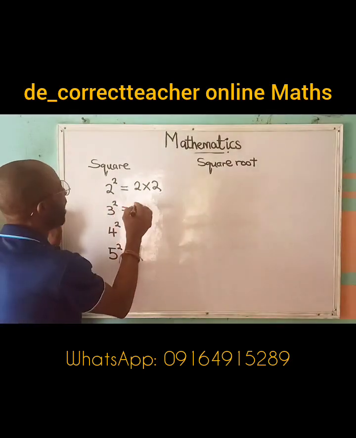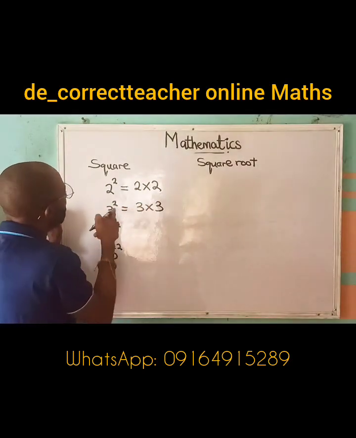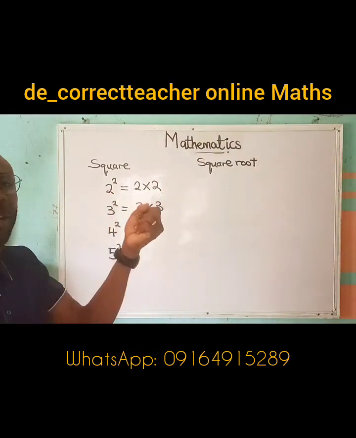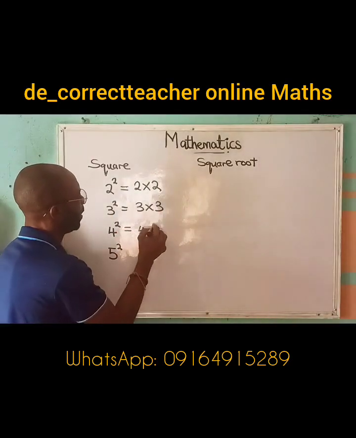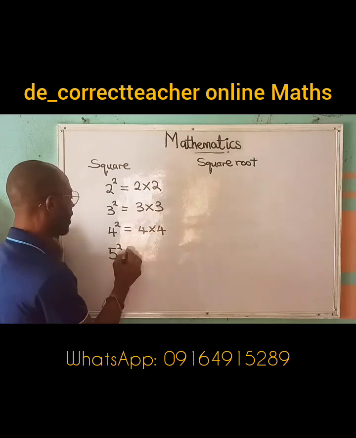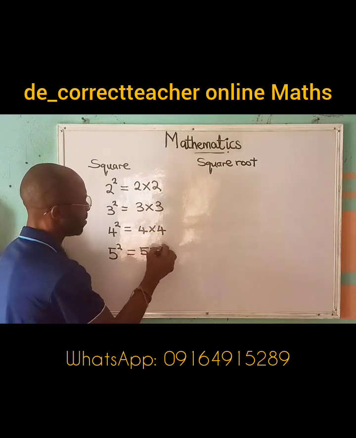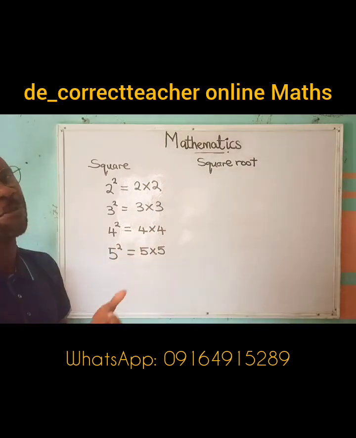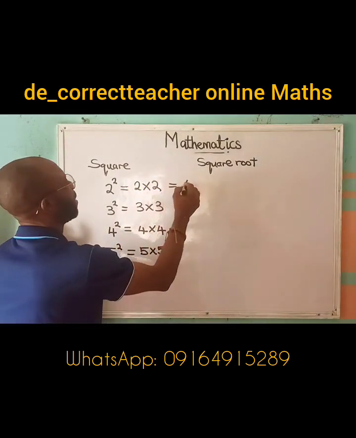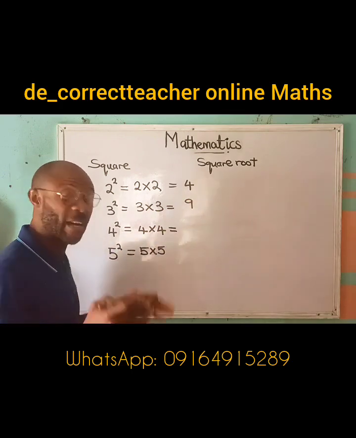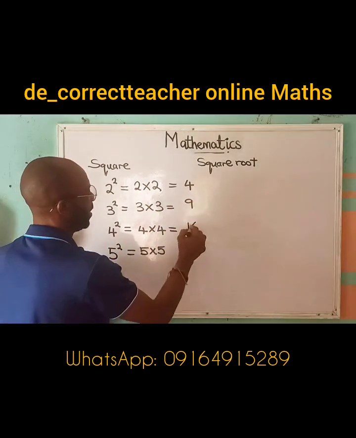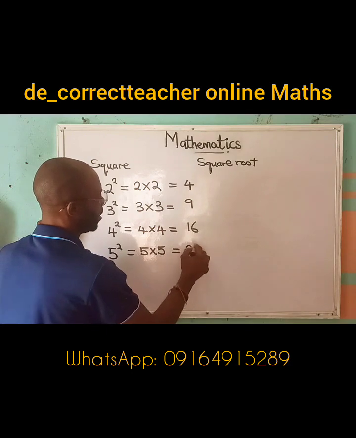Then, what this one means is that 3 is multiplying by 3, because power 2 means one 3 and another 3 multiplying themselves. Then this one is 4 times 4, while this is 5 times 5. And of course we know 2 times 2 is 4, 3 times 3 is 9, 4 times 4 is 16, then 5 times 5 is 25.